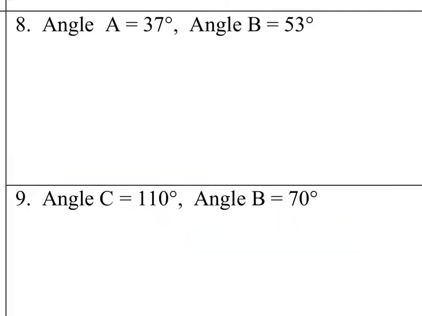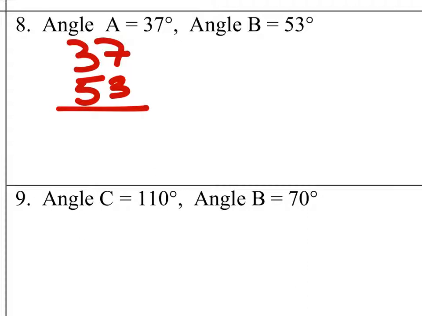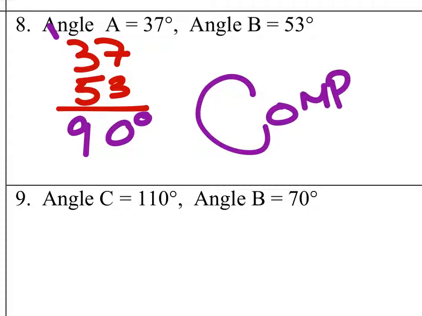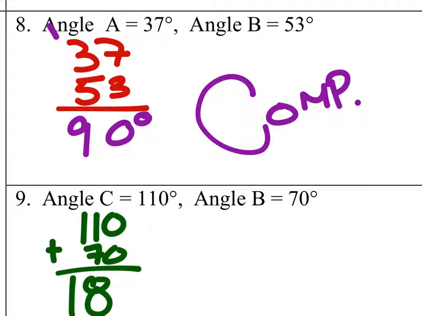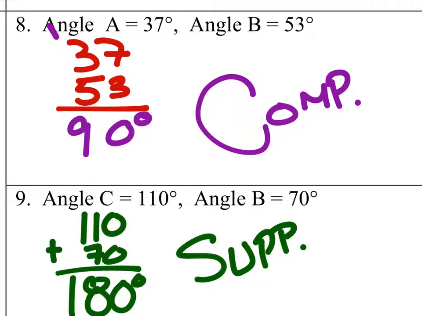So on number 8, let's add these two together. We've got a 37-degree angle and a 53-degree angle. When we combine these, 0, carry the 1, 90 degrees, which is? That is comp. What's a comp? That means that it is complementary angles, meaning they add up to 90 degrees. What about this next one, 110 plus 70? Yeah, very good. That's 180 degrees, which is what? Sup. Sup is 180, comp is only 90.